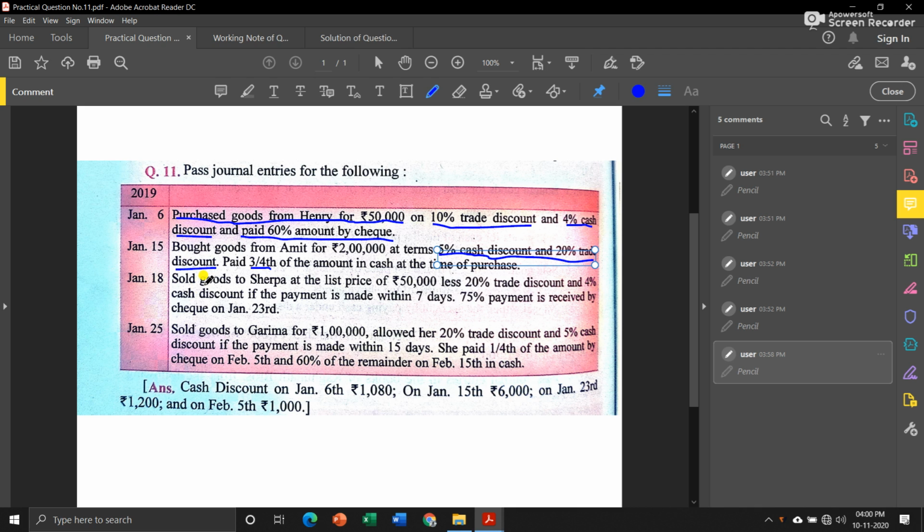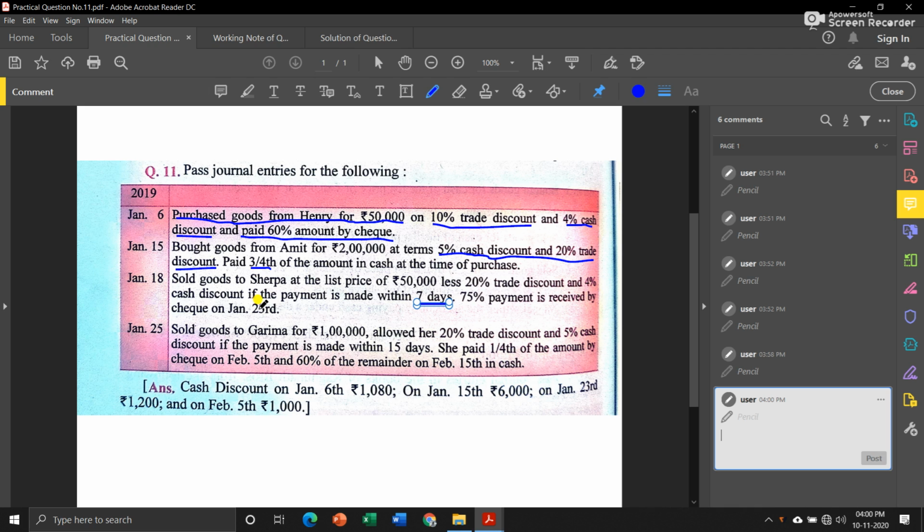Sold goods to Sherpa at the list price of 50,000. List price was 50,000. Then there was a trade discount of 20% and 4% cash discount. Now there was a condition: if the payment is made within 7 days, then we will give a cash discount of 4%. But if the payment is not made within 7 days, then we will not give any cash discount, but trade discount will be there.